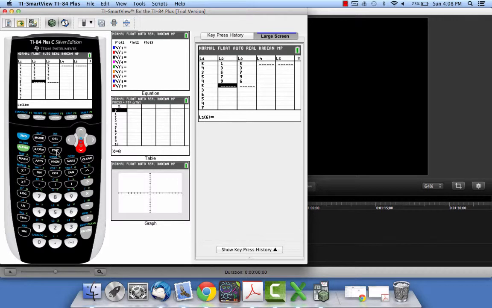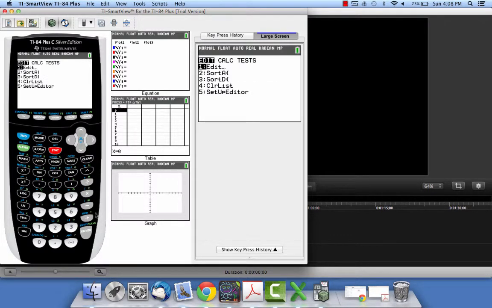So now I go back to stat and I go to calculate one variable stats and I say, okay, so it's in list 2 actually. So I choose 2. And then the frequency list is list 3.